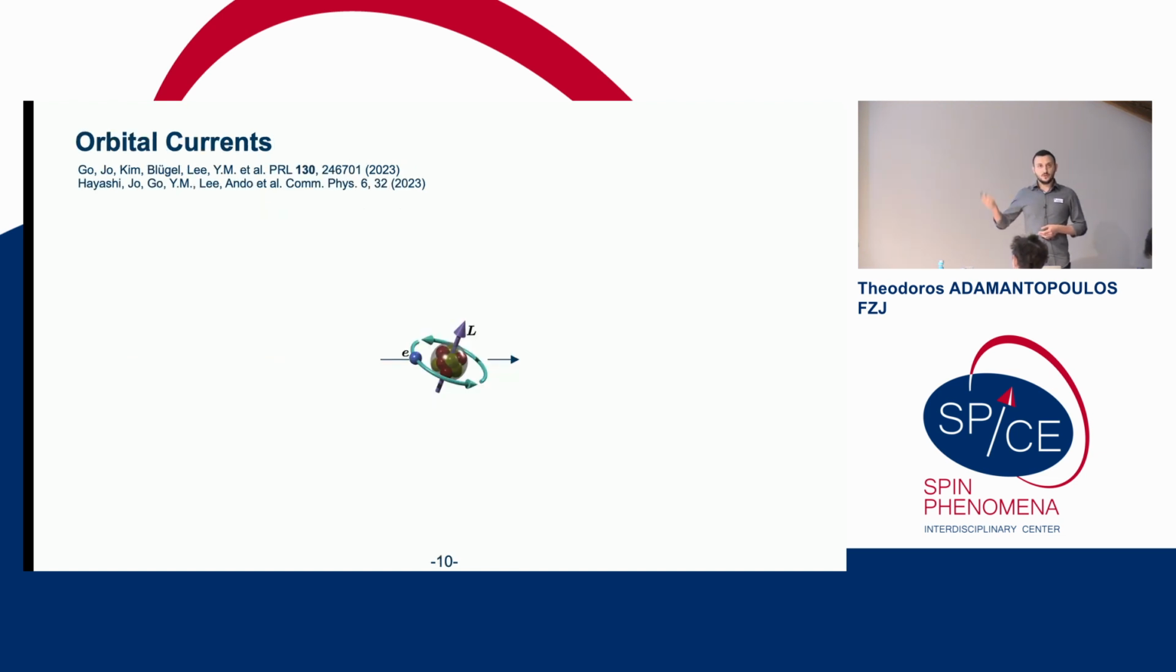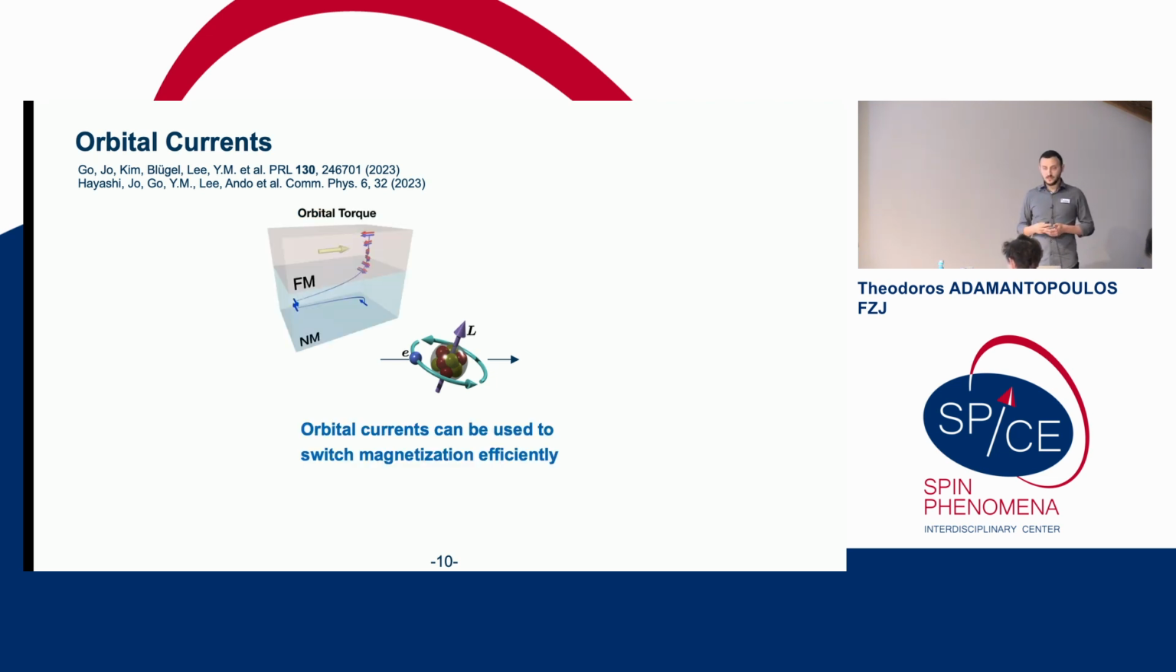In the next part, I will talk about orbital currents. And these, through the last years, have been shown that from current-induced orbital currents, we are able to switch the magnetization efficiently by introducing orbital torques in the ferromagnetic layer. And the advantage of the orbital torques is that they show a long-range behavior inside the ferromagnetic layer, in opposition to the spin torques, which oscillate and vanish after a while.